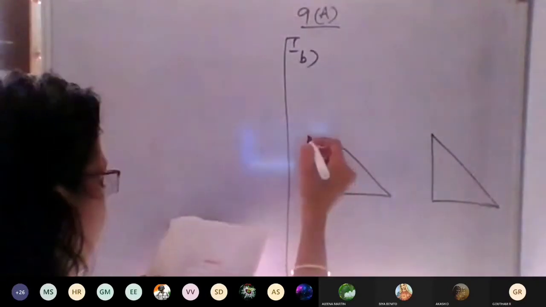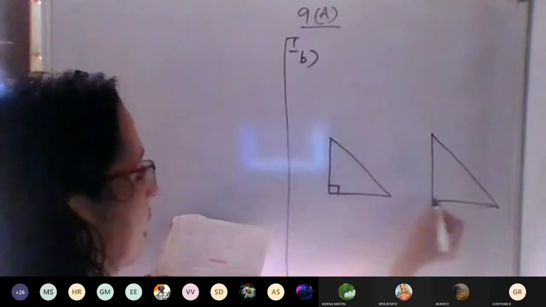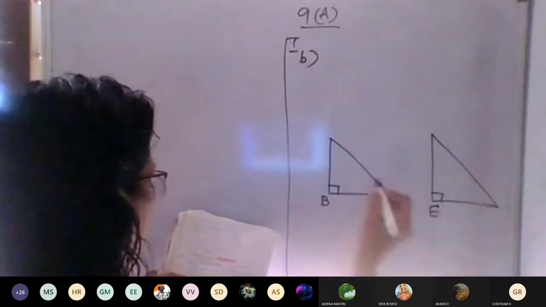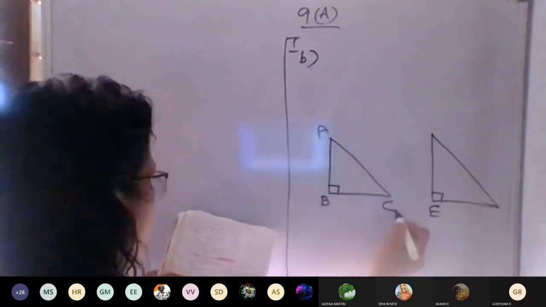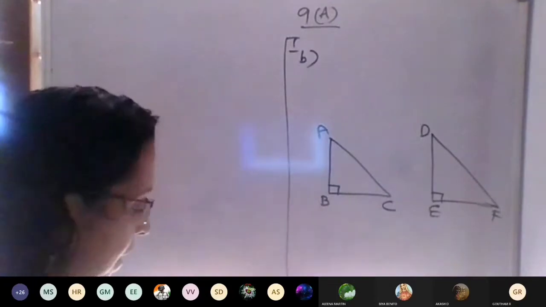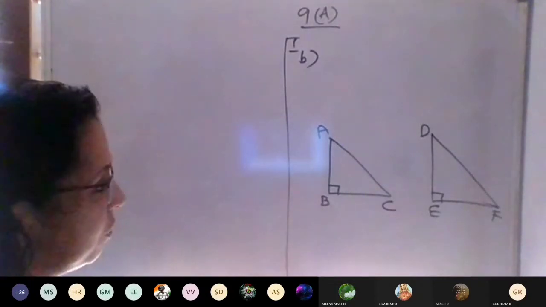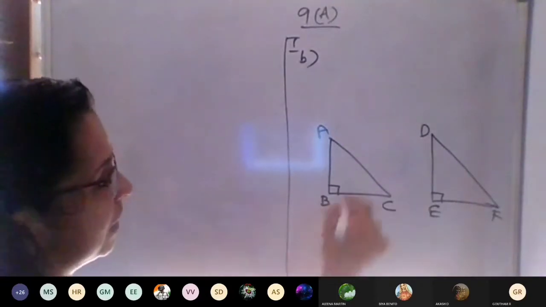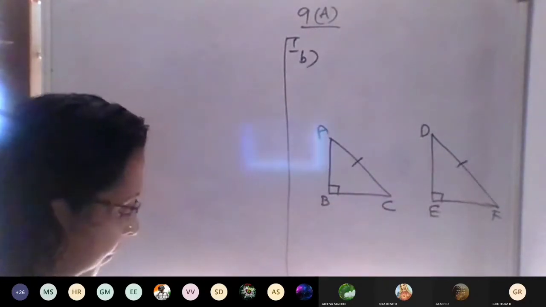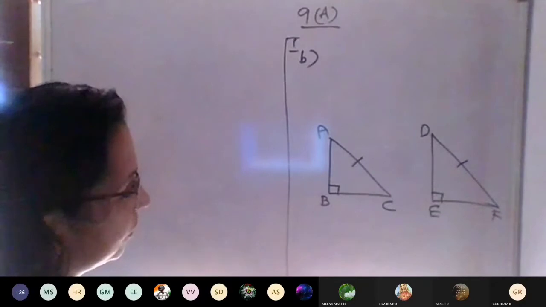Given ABC, which angle is 90 degrees? Here angle B and angle E are 90 degrees. So here B and here E. So A, B, C and D, E, F. AC is equal to DF. Then BC is equal to EF.